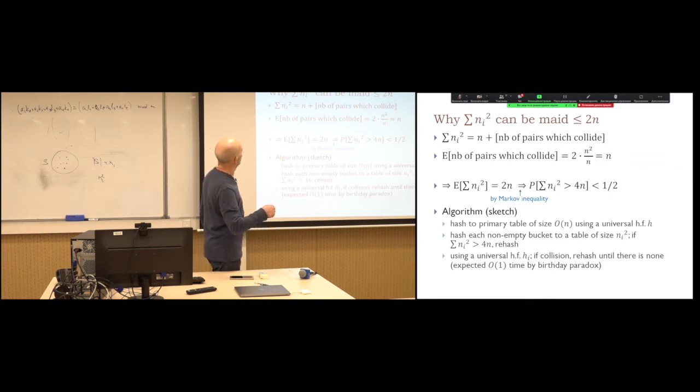So the expected number of pairs which collide is n here, which shows that the expectation of the sum of squares, sorry, the expectation of the sum of sizes of these second level hash tables is 2n.